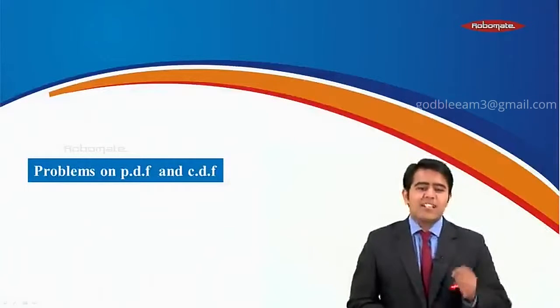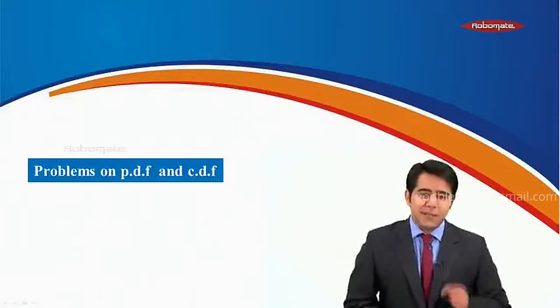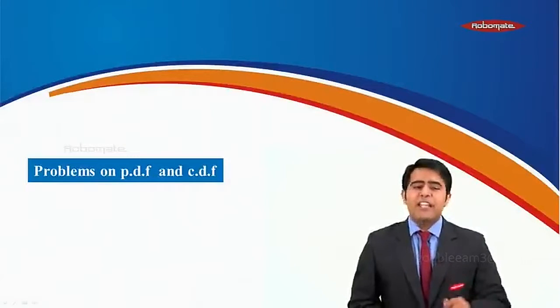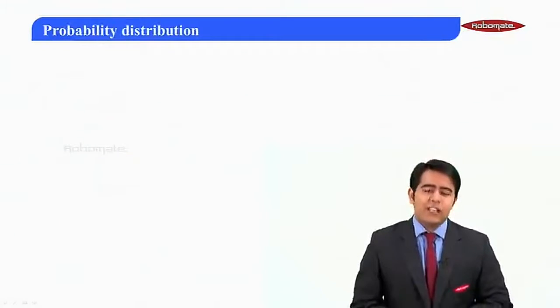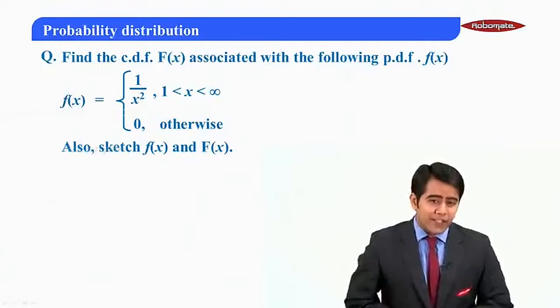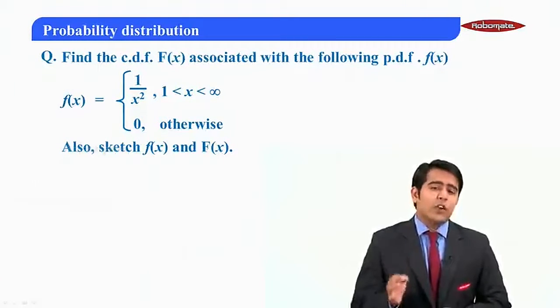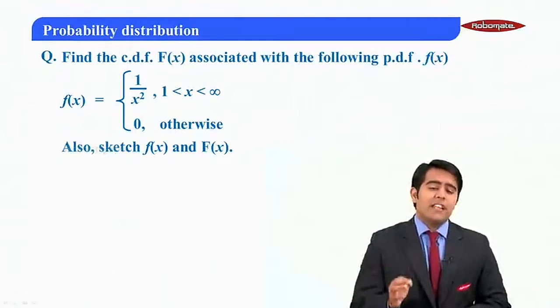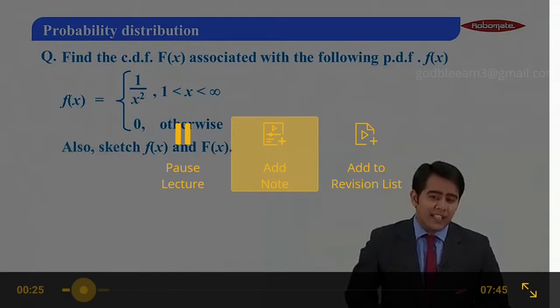Hello students, let us start with the next module of this chapter, probability distribution, and here we are going to learn problems on PDF and CDF. So the first question goes like this: find CDF, that is capital F of x, with the following PDF, that is small f of x, 1 upon x square, where x is greater than 1 and less than infinity.